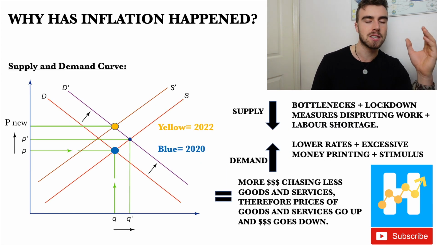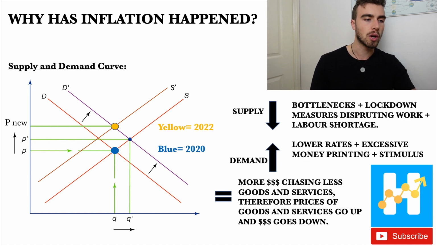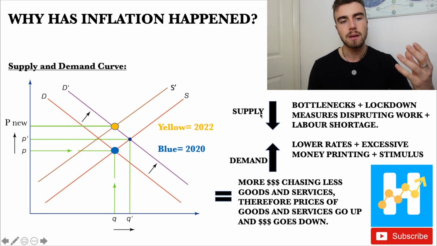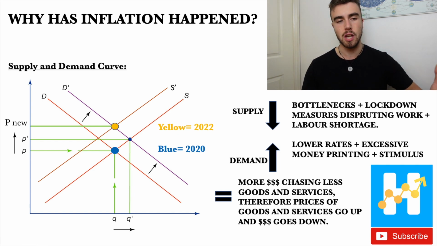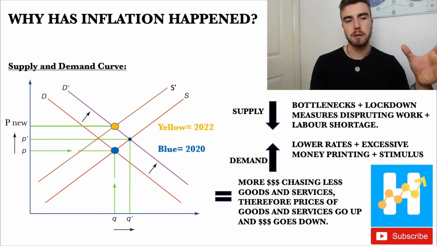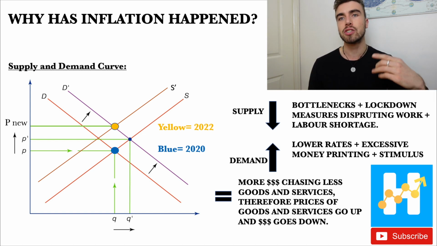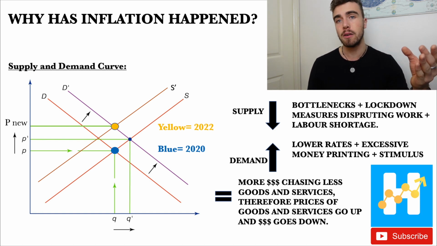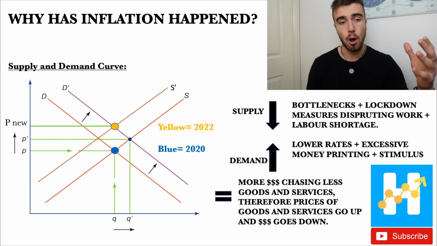So here we have a supply and demand curve, and if you don't know how these work exactly, look it up. But basically, what you need to know is supply has gone down and demand has gone up. We're talking about supply for goods and services and demand for goods and services. So on the supply side, we've got bottlenecks, immense disruption to supply chains around the world. You've got lockdown measures also disrupting work. People off work with COVID, off work because they've been in contact with someone who's tested positive or whatever. And there's also been a labour shortage, which has been a component of this, which we're going to go through as well.